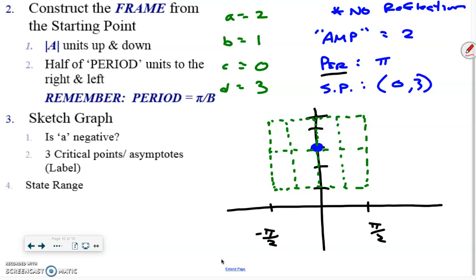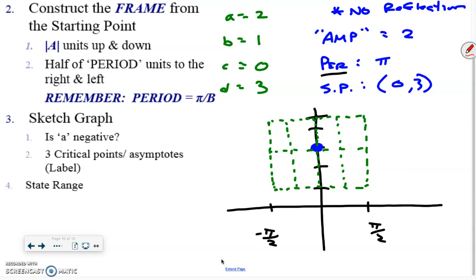Okay, so once we have the frame, remember, we claimed that tangent curves, unless reflected or something like that, are they increasing or are they decreasing? Increasing, and they go through the origin. So we should fully expect, once again, unless there is a reflection, that we're going to be increasing through the starting point.